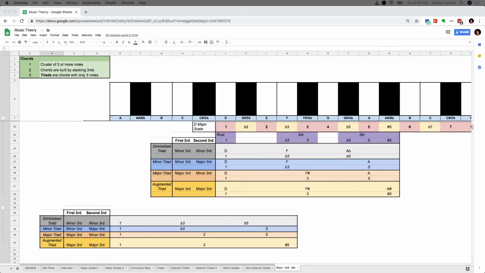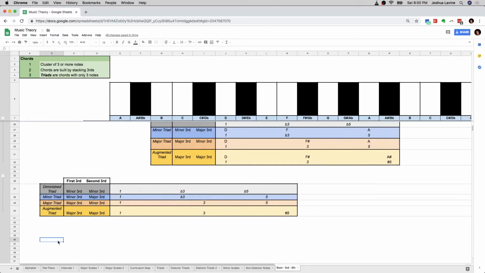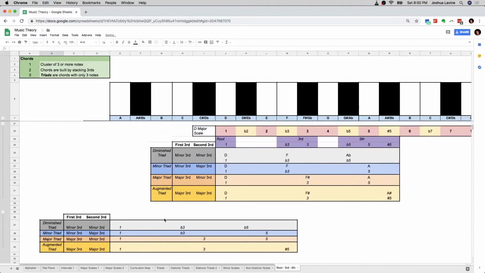So now that we know this general formula for all of our triads, we can construct any triad we want from any key using this. So let's just do a couple of examples. Why don't we look at the B minor triad. Well, in order to look at the B minor triad, I would like to know the B major scale. All right, and I'm going to look at the B major scale.